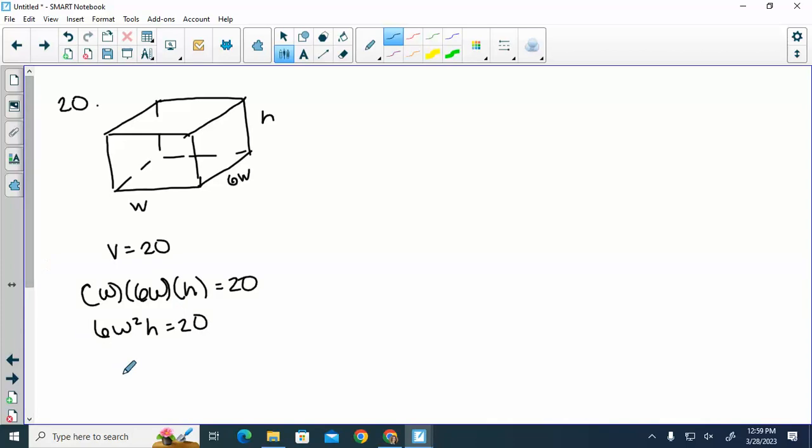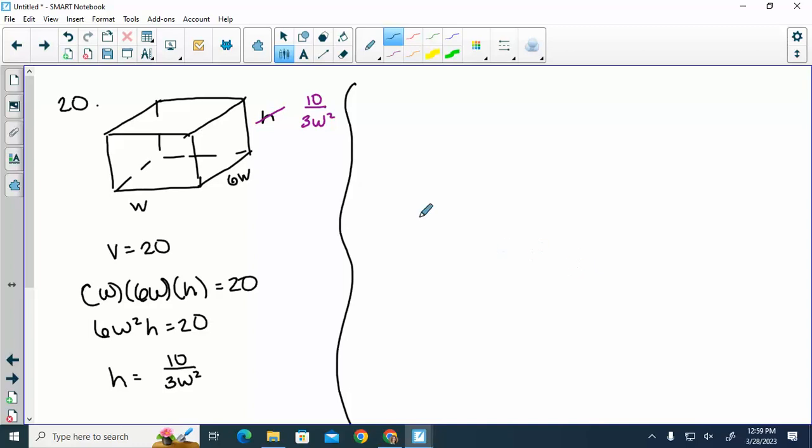So if we solve for H, you get 10 over 3W squared. Now we need that because we don't want multiple variables. Okay, I don't want W's and H's. So instead of H, I'm going to call this 10 over 3W squared.